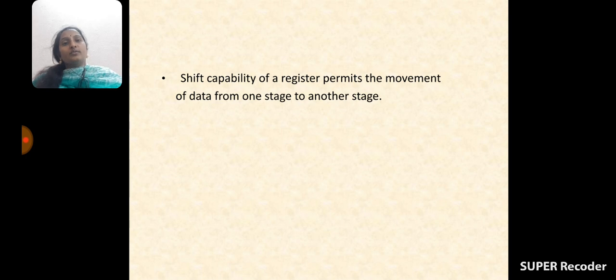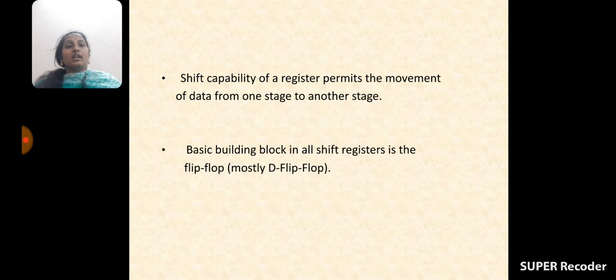It is used to store which kind of information? Binary information. And where to where will it shift the data? From left to right and right to left, it will shift the data. So this is the need of the register, and the register will store the data temporarily. Okay, and coming to the next important one, what are the basic building blocks of shift registers?